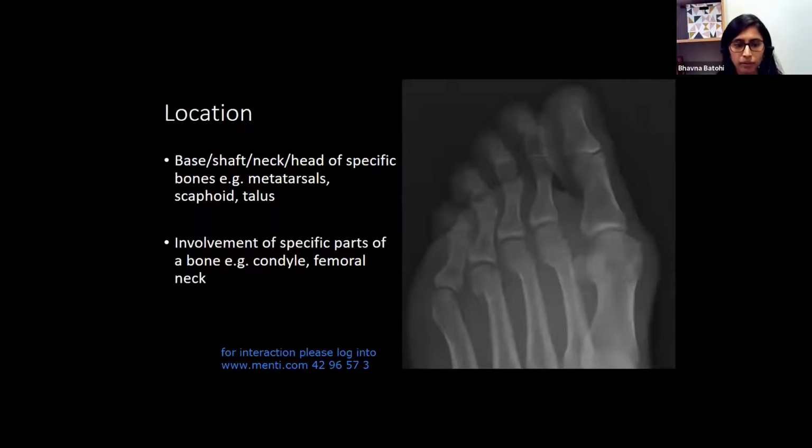And some fractures may involve just specific parts of a bone. So for example, a condyle, different aspects of the femoral neck, or a tuberosity in the proximal humerus, for example. So be as descriptive as possible with regards to the location of a fracture.